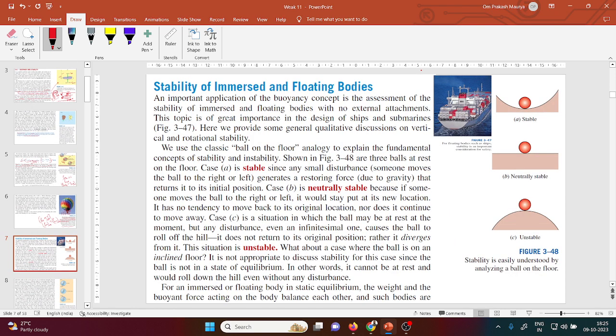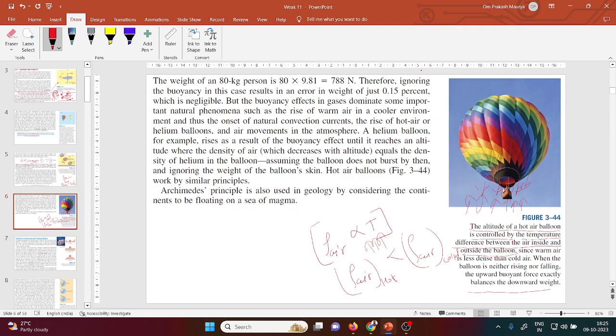So now, stability of immersed and floating bodies. This is a very, very important thing. In the previous case, sir, it will be suspension. What will suspension be in that case? Yes, it is written, in the case of suspension, what will happen? The weight of the balloon and the buoyant force will be equal.